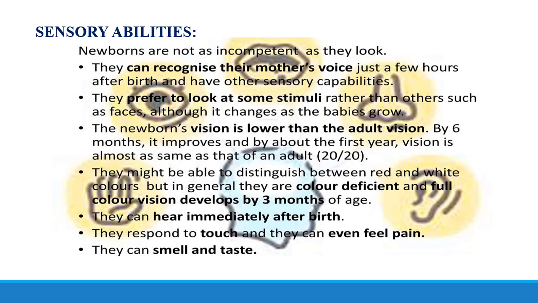Alright, next, they can hear immediately after birth. So the hearing ability is there right from the time a baby is born. Alright, next, they respond to touch and they can even feel pain. So this is the touch. They can feel the touch, they know that someone is touching them, and at the same time they can also feel pain. So their galvanic responses are also stimulated at the time of their birth.